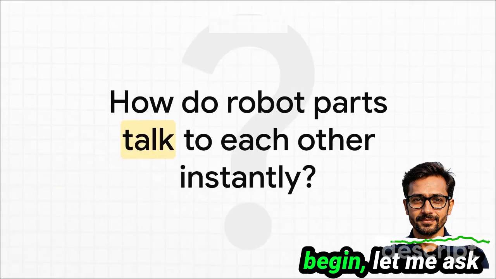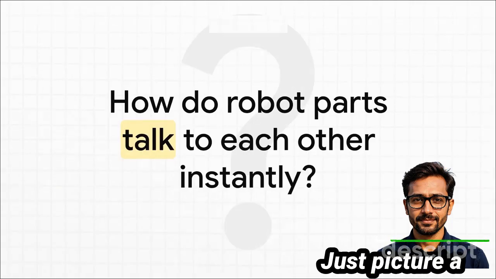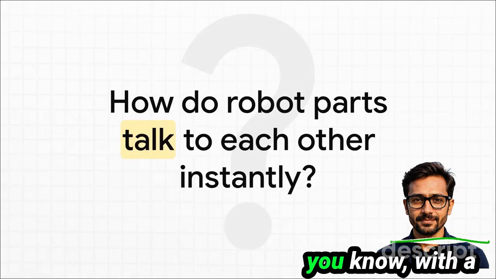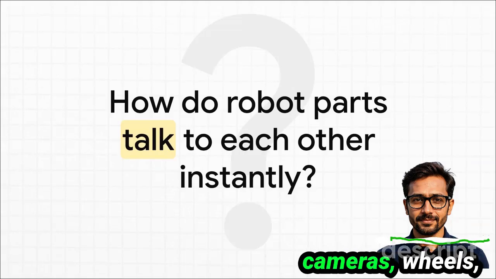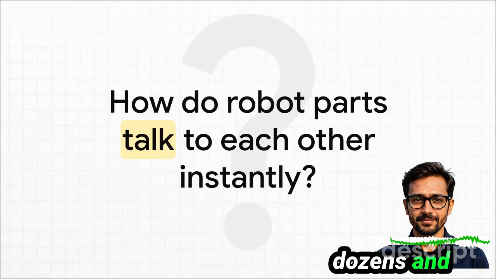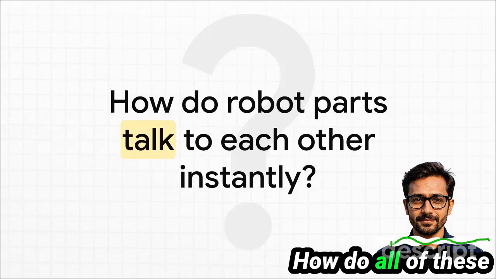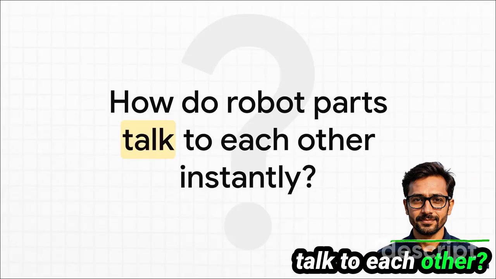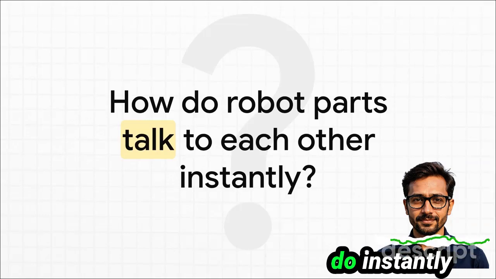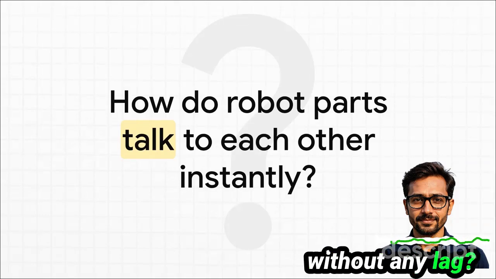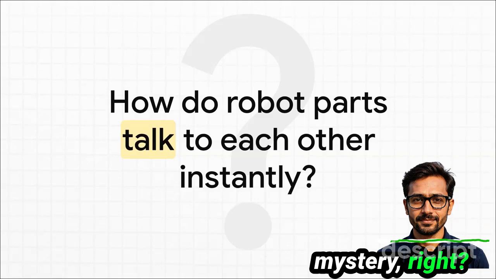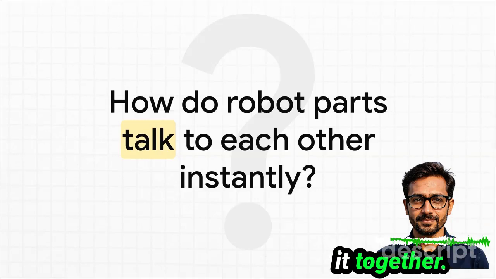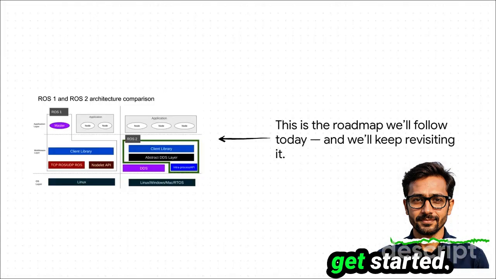But before we begin, let me ask you a question. Just picture a complex robot, with a gripper, multiple cameras, wheels, dozens and dozens of sensors. How do all of these parts, maybe thousands of components, all talk to each other? How do they coordinate everything they do? Instantly, without any lag. It's a bit of a mystery, right? Well, today, we're going to solve it together. All right, let's get started.